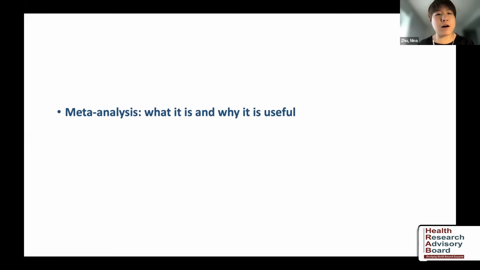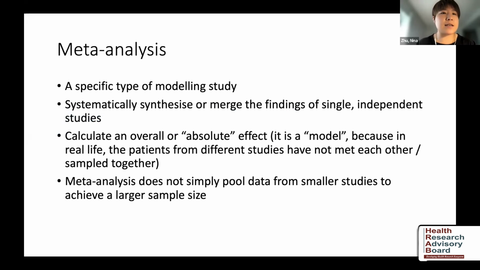So I want to now go on to meta-analysis, because meta-analysis actually is a type of modeling study as well, but it combines systematic review, evidence synthesis, and modeling. So what is it and why is it very useful? So meta-analysis is a specific type of modeling study, as I mentioned. It systematically synthesizes or merges findings from single independent studies and calculates an overall effect.